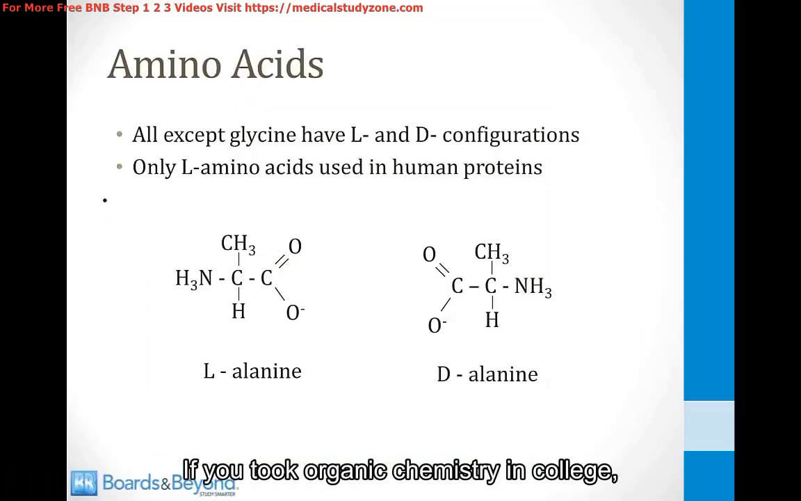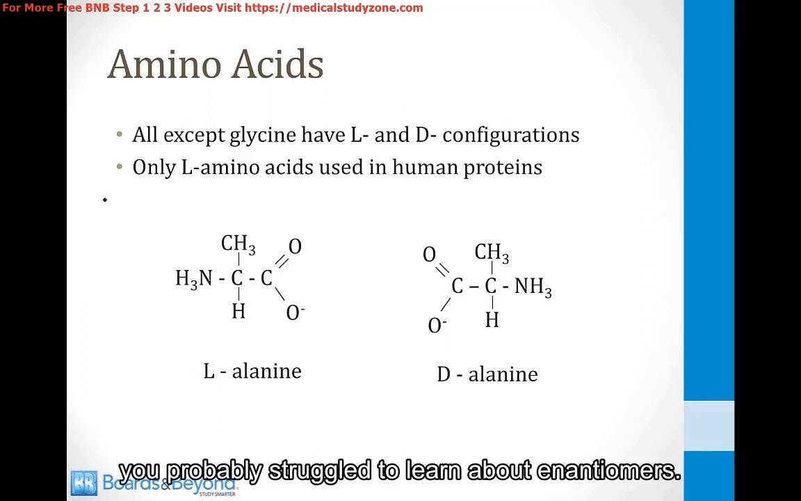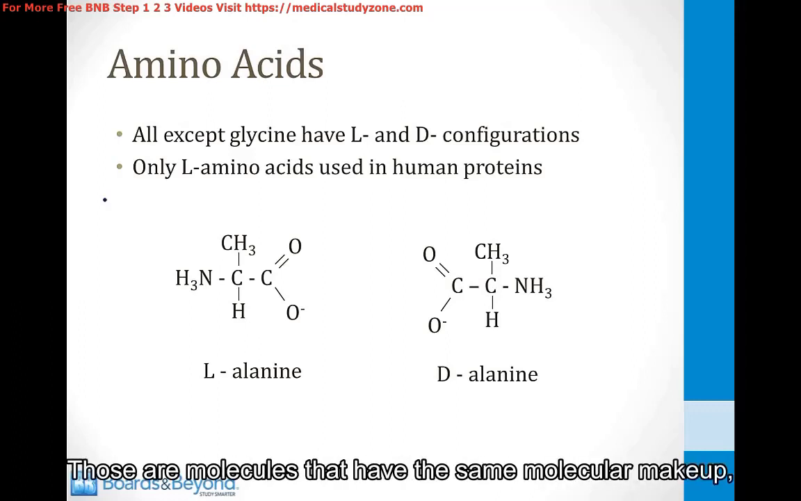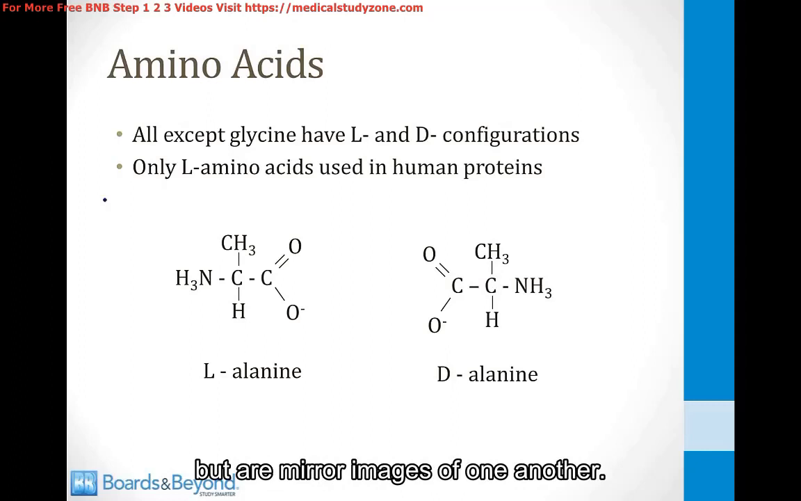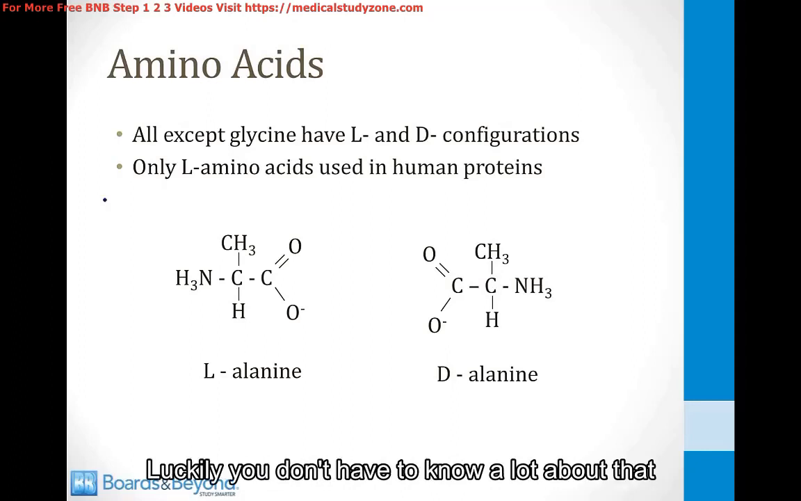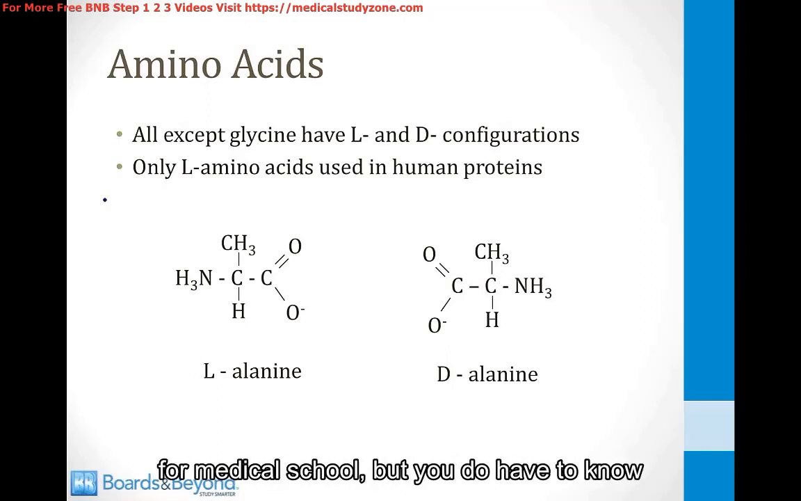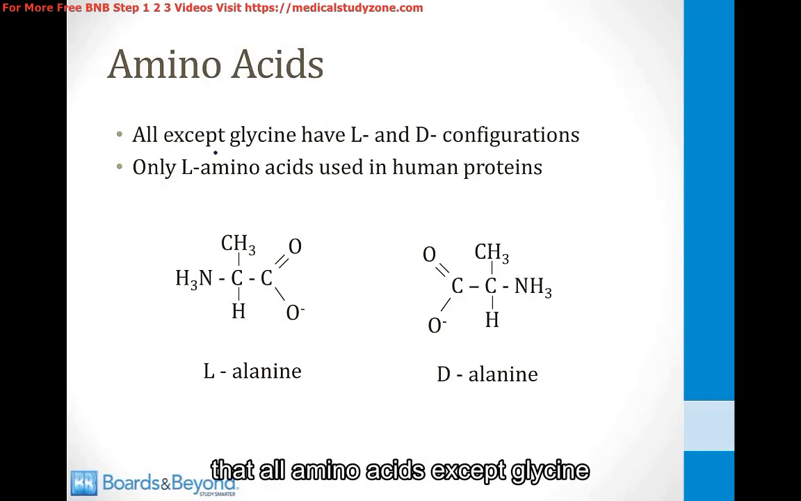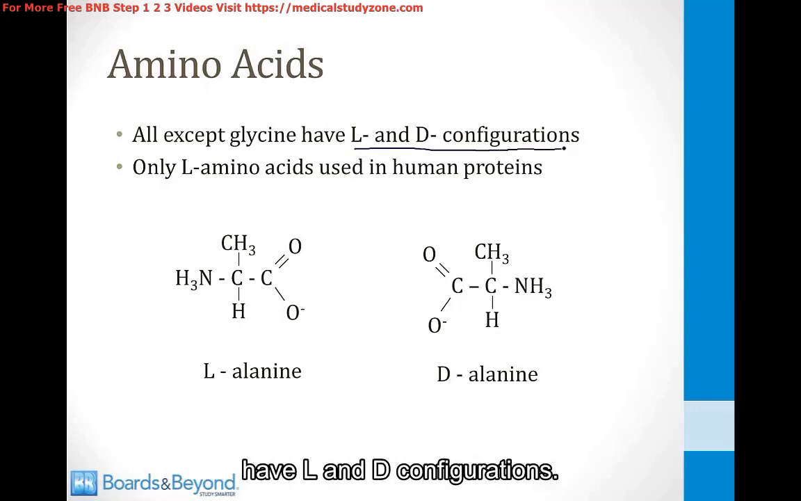If you took organic chemistry in college, you probably struggled to learn about enantiomers. Those are molecules that have the same molecular makeup but are mirror images of one another. Luckily, you don't have to know a lot about that for medical school, but you do have to know that all amino acids except glycine have L and D configurations.